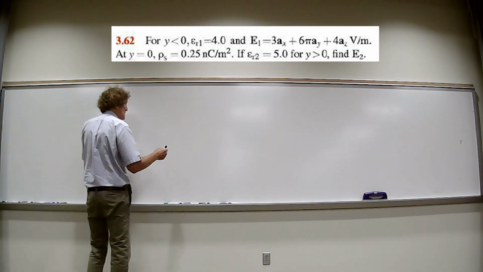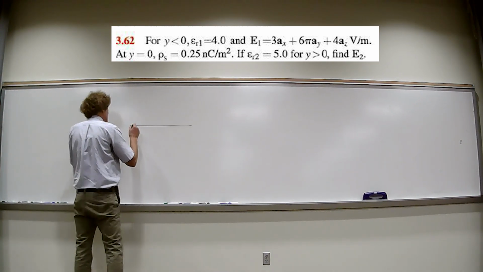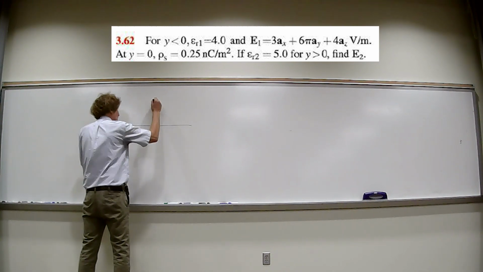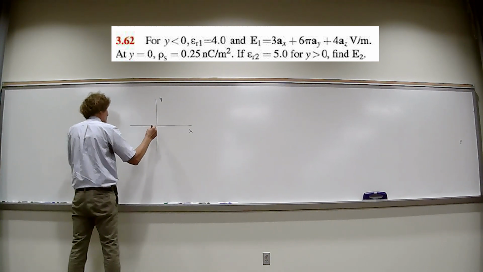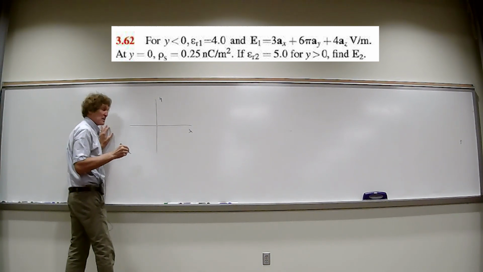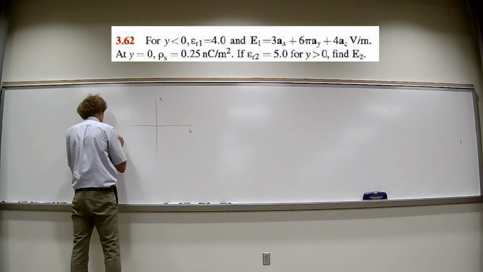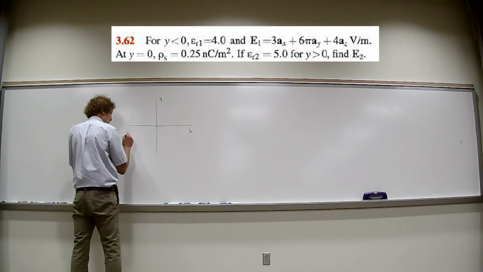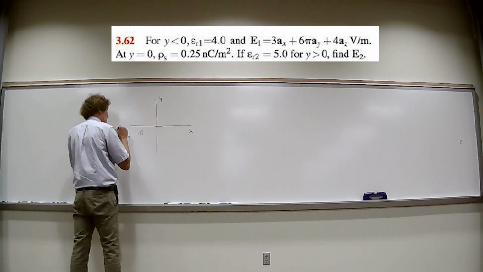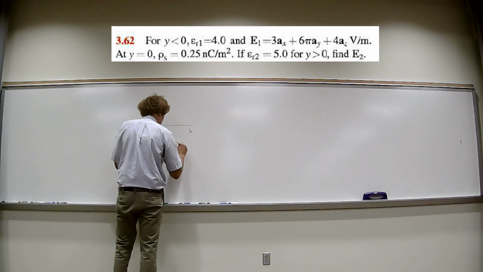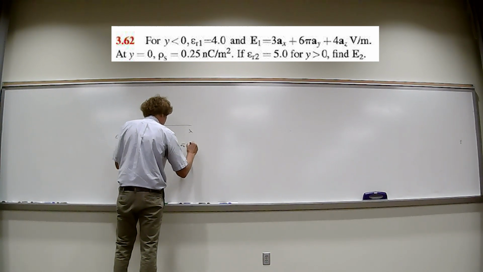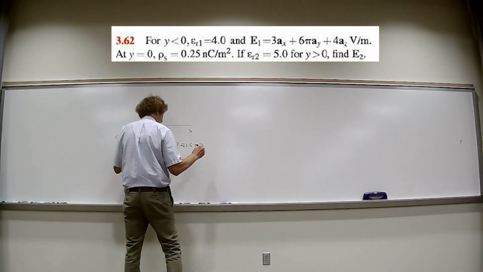For y less than 0, epsilon relative 1 is equal to 4, and the... Well, hold on. All right. So let me do it this way. I'm going to call this y and this x. And so for y less than 0, it's down here. And epsilon relative 1 is equal to 4, and this is region 1? Okay. Go ahead. And E field 1 is equal to 3 ax plus 6 pi ay plus 4 az.